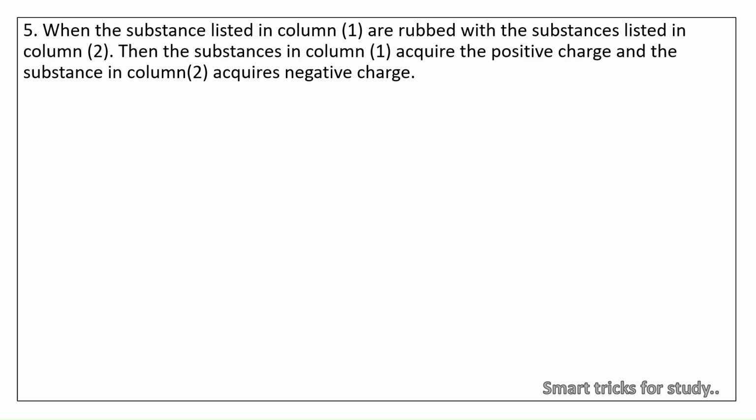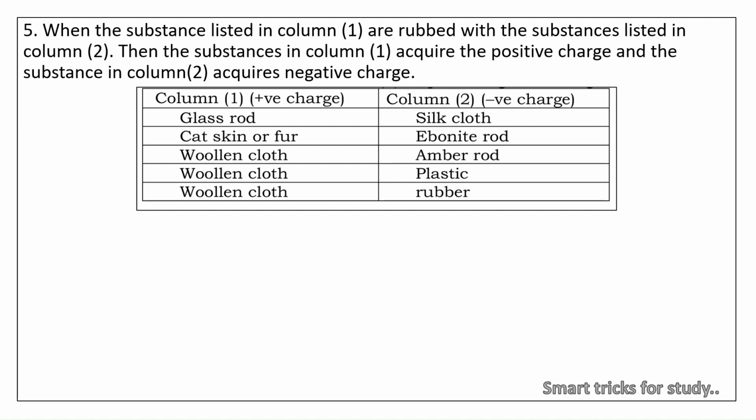5. When the substances listed in column 1 are rubbed with the substances listed in column 2, then the substances in column 1 acquire the positive charge, and the substances in column 2 acquire negative charges. They are glass rod with silk cloth, cat skin or fur and ebonite rod, woolen cloth and amber rod, woolen cloth and plastic, woolen cloth and rubber.